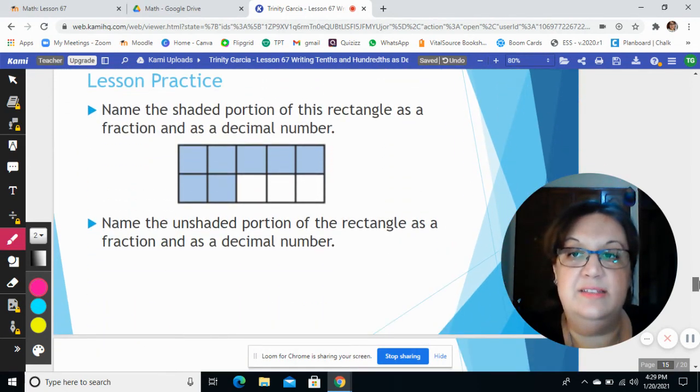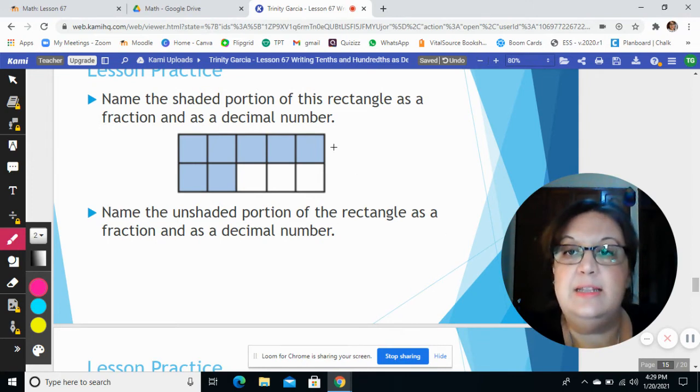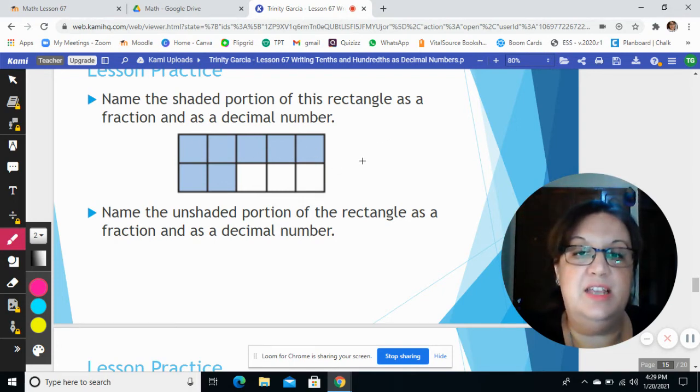All right, here is the lesson practice. Name the shaded portion of this rectangle as a fraction and as a decimal number. Okay, so let's count our total. 1, 2, 3, 4, 5. 5 and 5 is 10. So 10 is our denominator. And the shaded portion is 7. Okay, so we have 7/10.